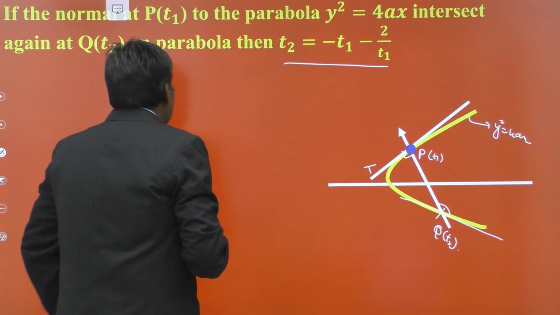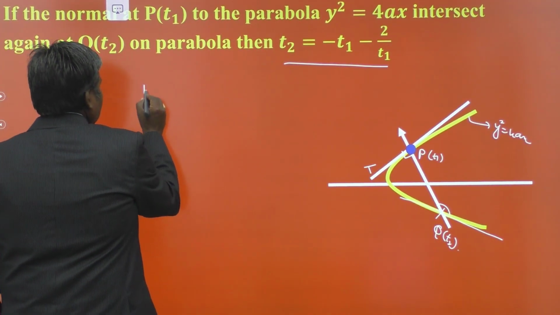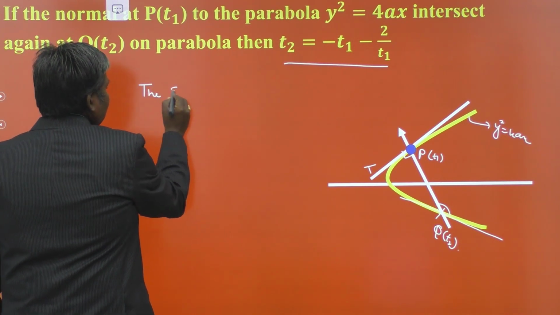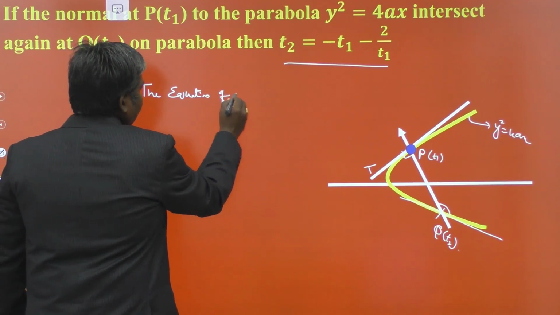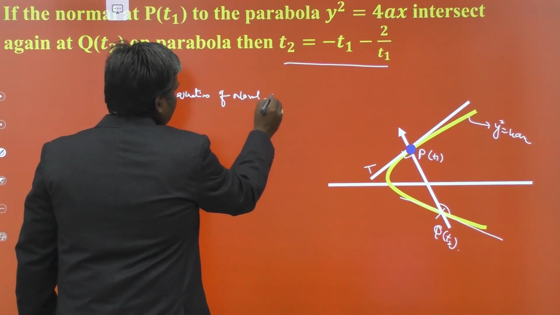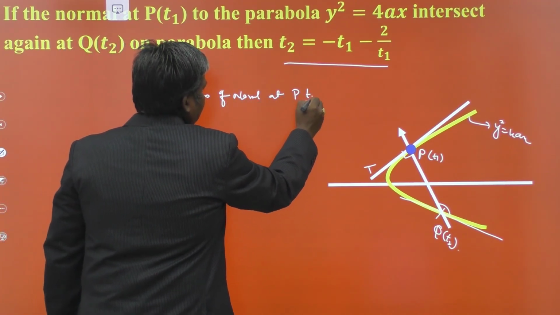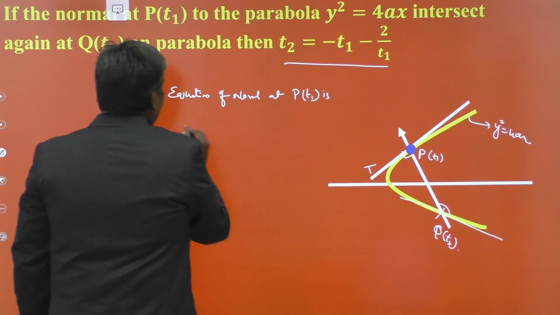Understand? What is the equation of the normal at P(t1)? The equation of the normal at P(t1) is what?